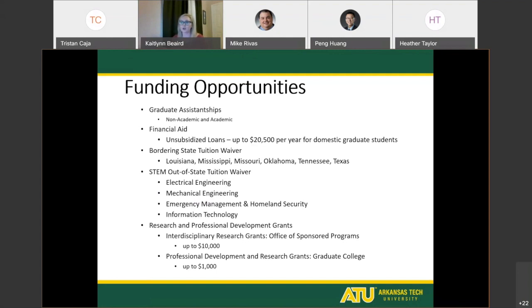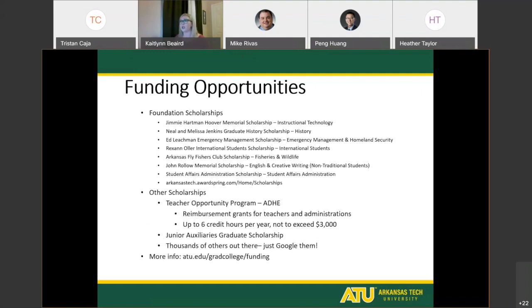And then the graduate college at Arkansas Tech also has several research and professional development grants that you can apply for and get while you're a grad student to go on professional development trips, present research, do research projects and things like that. So that's definitely an option. I'm not going to read all of these foundation scholarships out, but when you're looking at scholarships, they're out there. You may have to get on the Google machine and look for them.